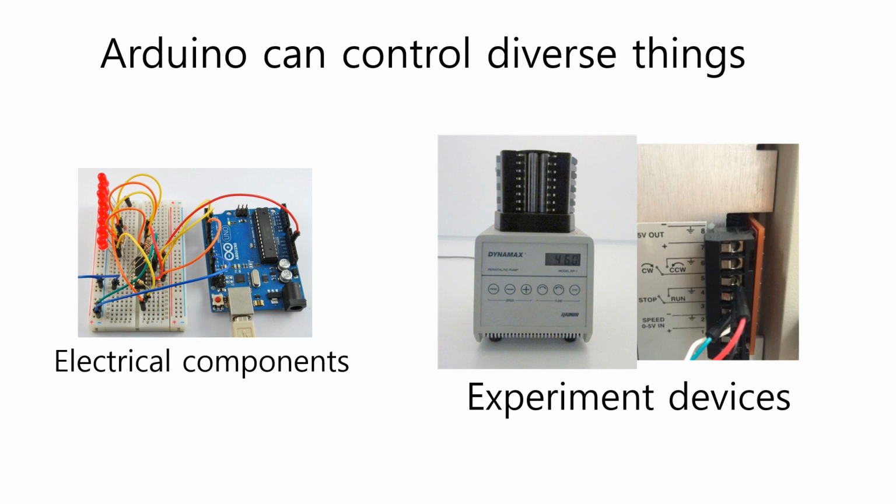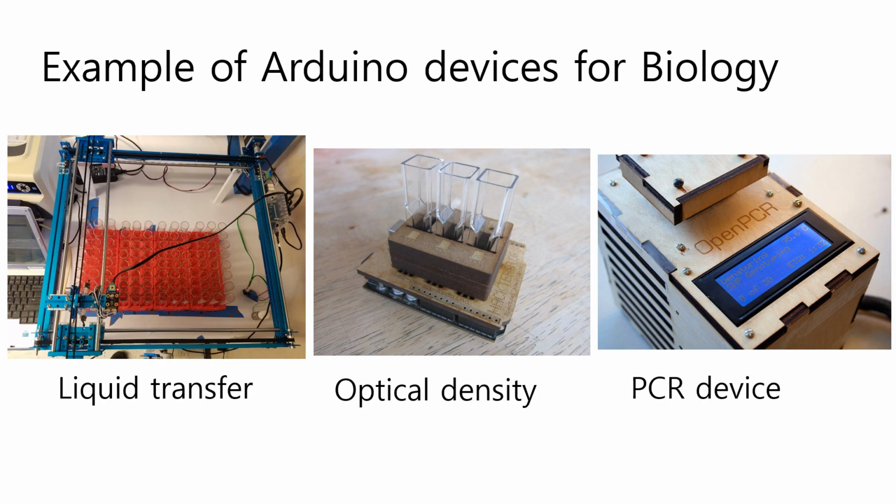Arduino can control diverse things. For example, it can control simple electronic components like light bulb, speaker, motor, heater, and it can control experimental devices. For example, the photo at the right is a peristaltic pump that can deliver liquid solution to your experiment. On the backside, there is an electrical switch that can be controlled by voltage signal from Arduino so that Arduino can control the pump.